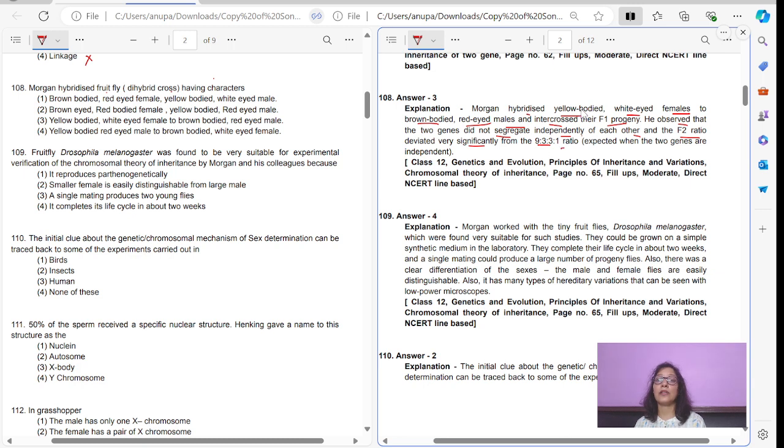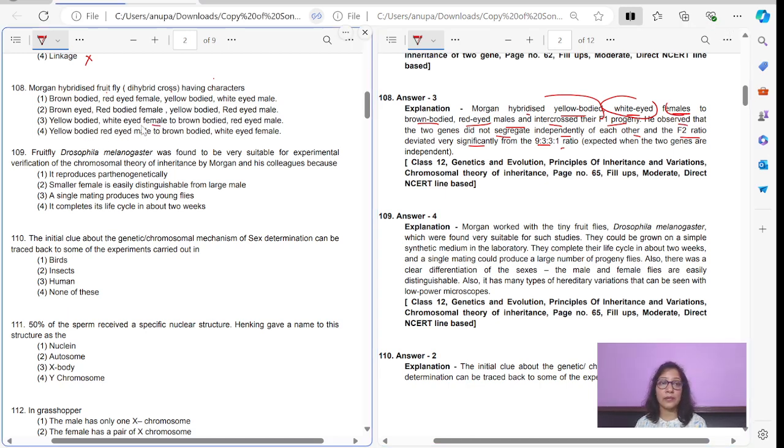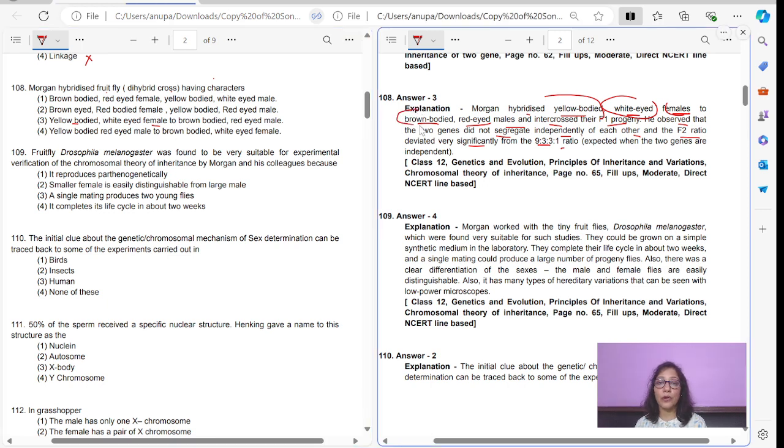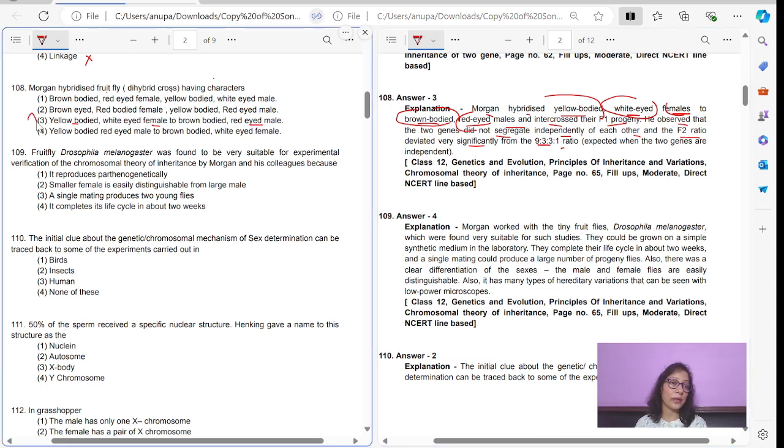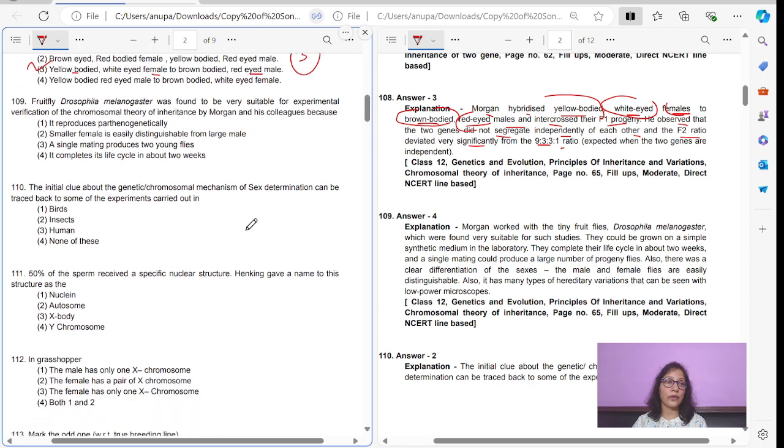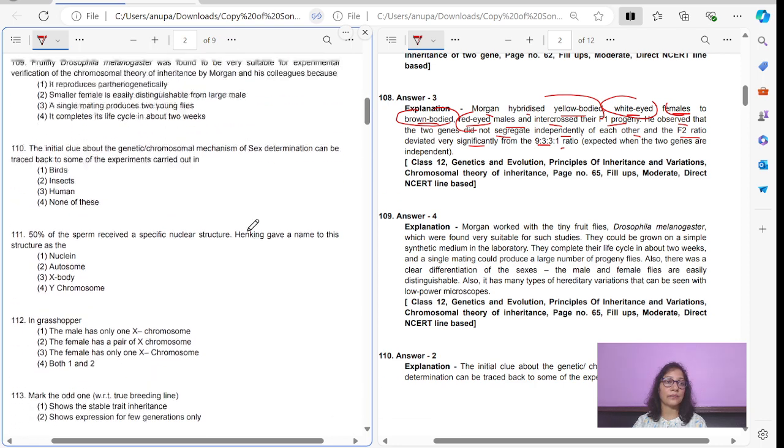So the characteristic of the fruit fly was yellow-bodied, white-eyed female, and the male was brown-bodied, red-eyed. It means our answer will be option number 3. Option number 3 is the correct answer. Now let's move to the next question, that is question number 109.